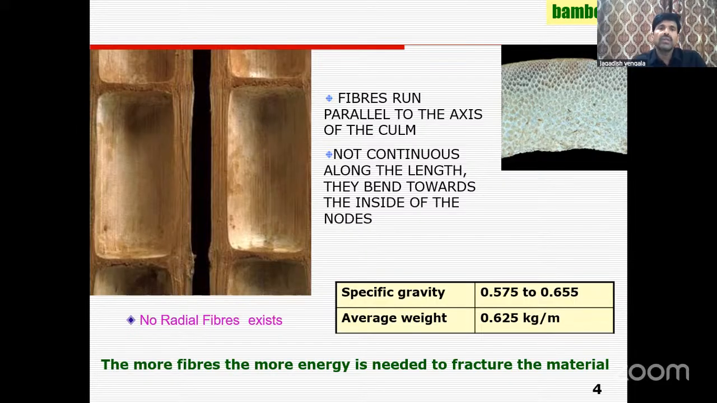If you want to know which species has which density, you can go through the National Building Code of India. Typically, the specific gravity varies between 0.57 and 0.65. The average weight we should all know: per running meter it is around 625 grams, or 0.625 kg, a little more than half a kg.